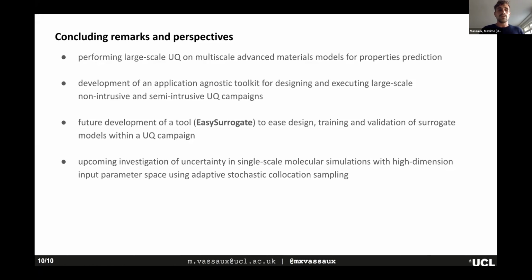In the meantime, we've used a generic toolkit that we've developed as part of the VECMA project. The integration of the development of the surrogate, its training, and hopefully the online learning part during the UQ campaigns will be introduced into another tool of the toolkit, which we call Easy Surrogate, that has just been released last week. And that's pretty much it. Thank you very much for your attention.